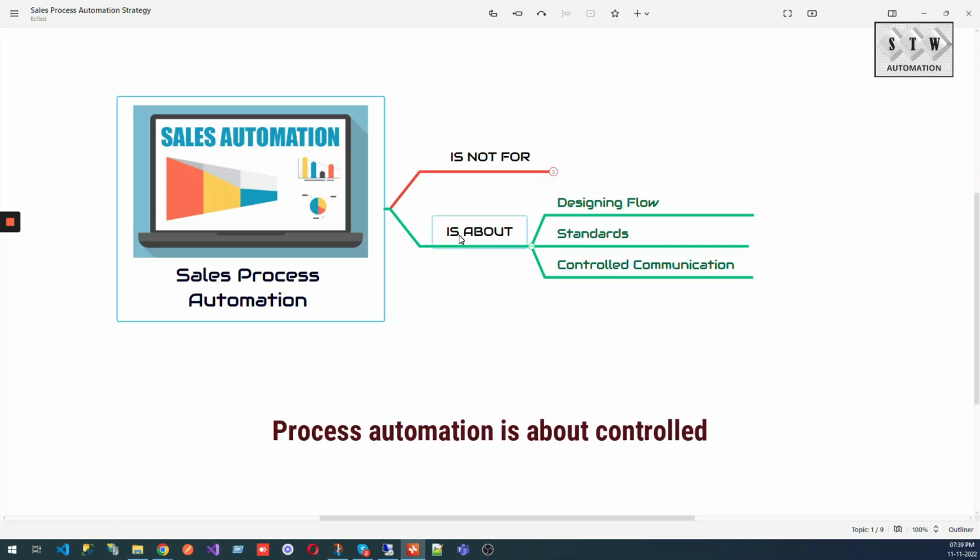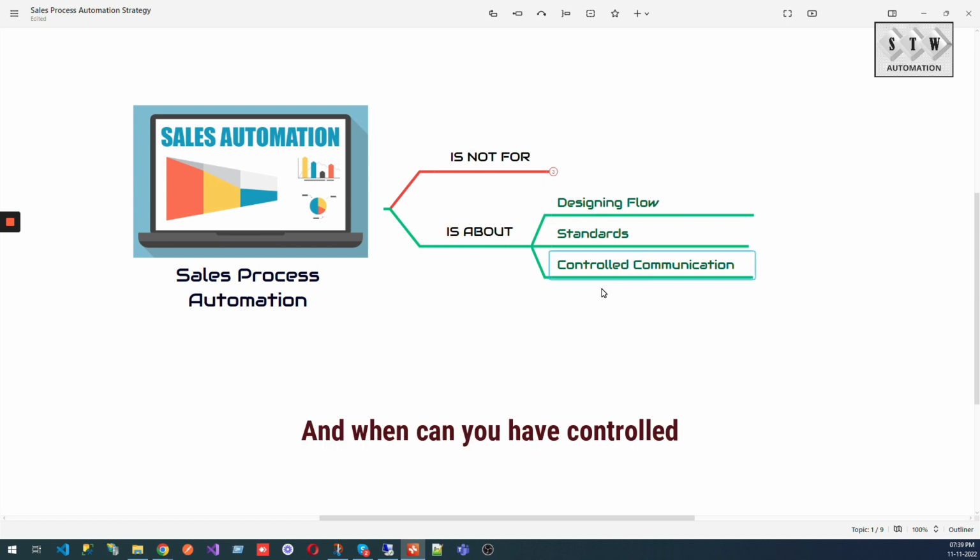Sales process automation is about controlled communication. And when can you have controlled communication? When you are asking more and more questions. If two people are talking, the person who is asking more question is controlling communication. And that's why in your sales process, you should ask more and more questions using automated process. So you know about your customer need, you know about your customer problems, and based on that you can take decision that which product and services you are going to sell to your customer.